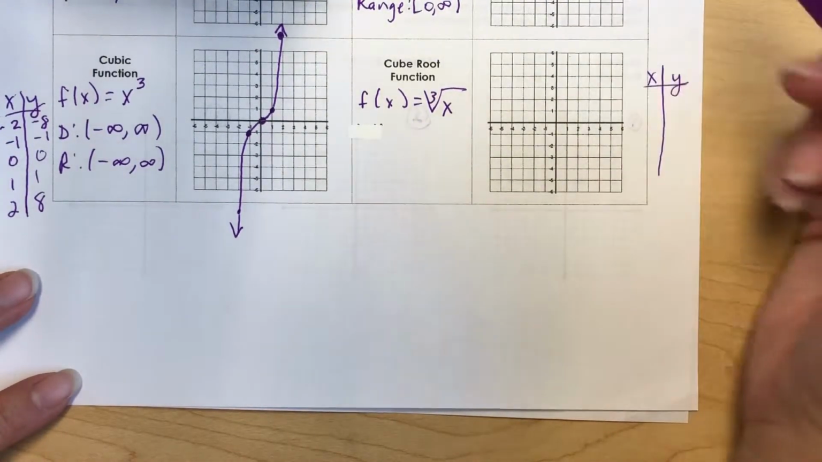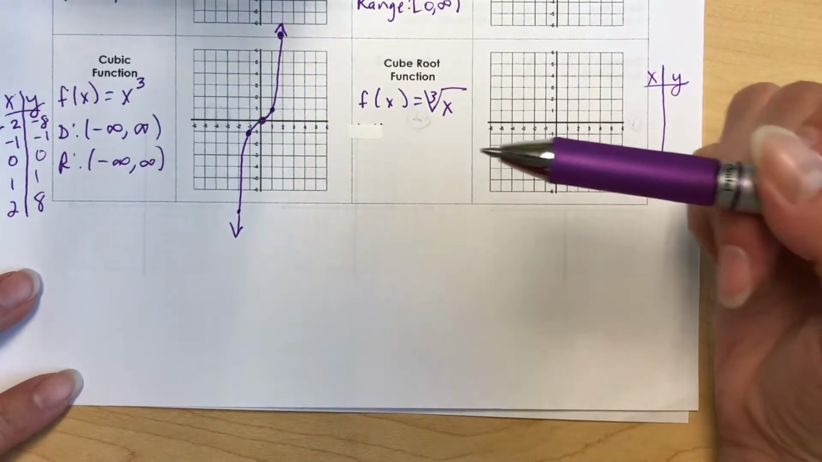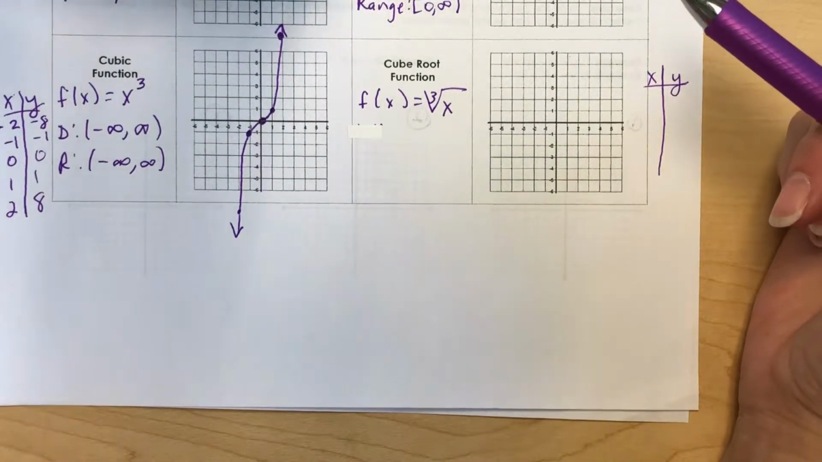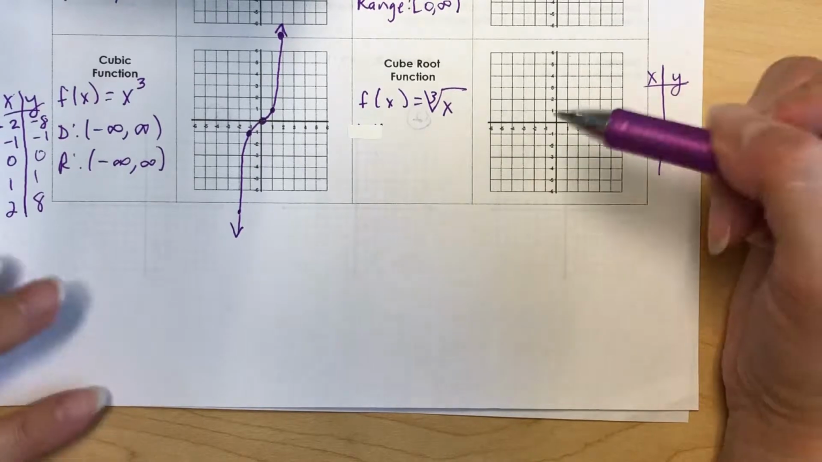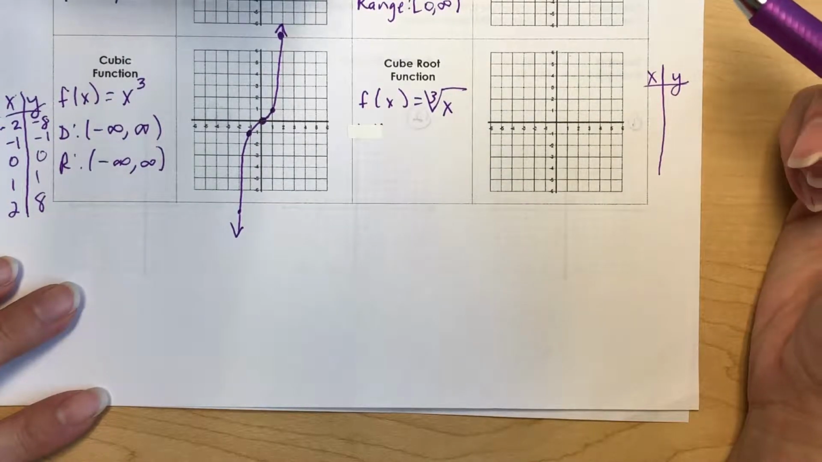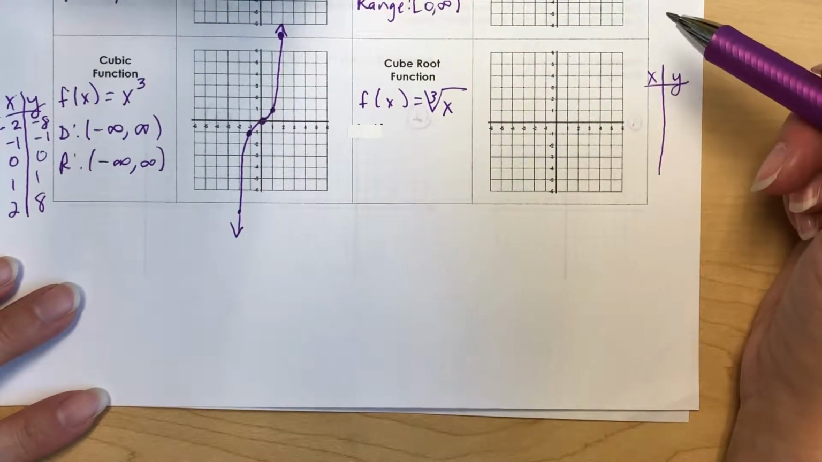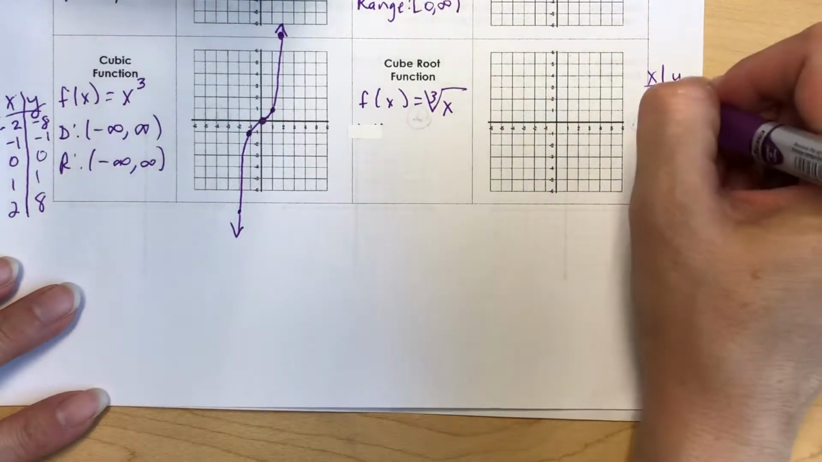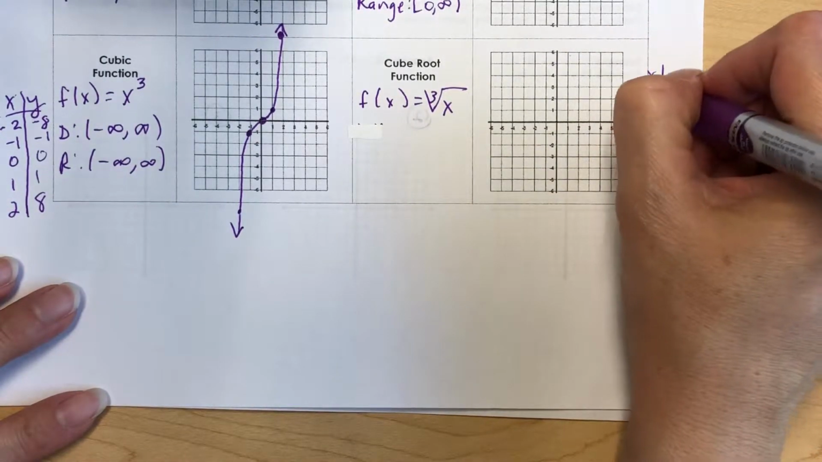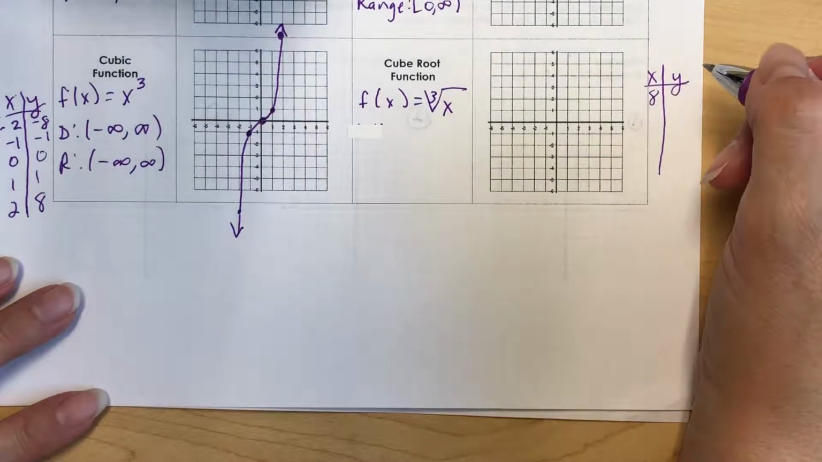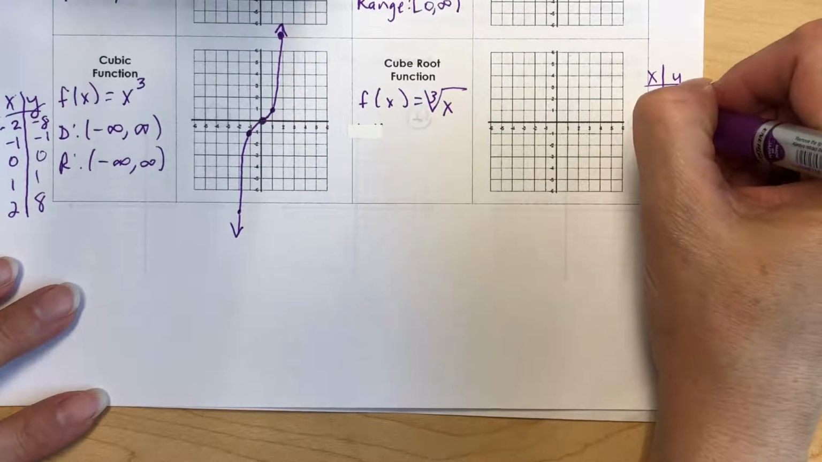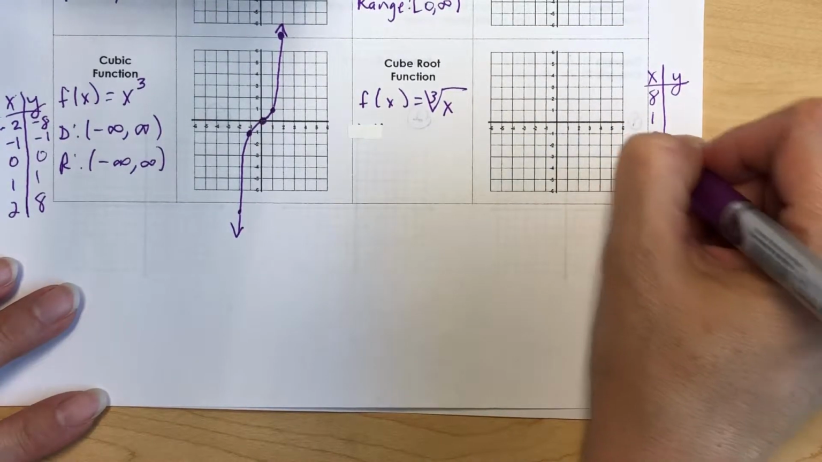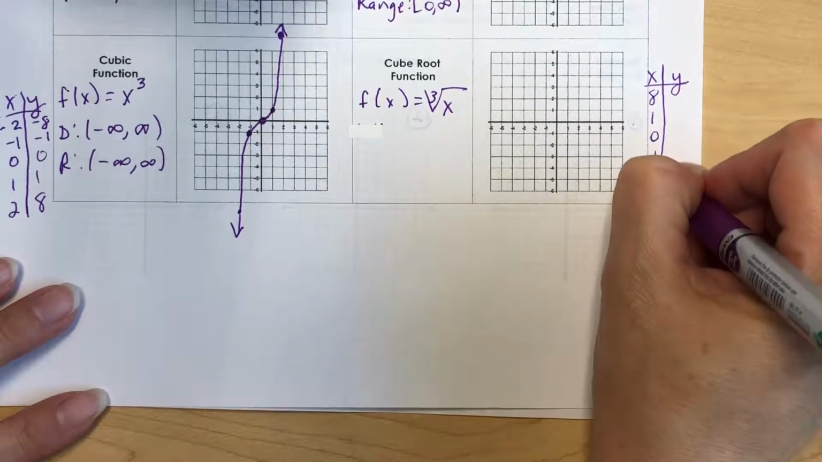You can always put in anything you want for x for a function and just see what you get for y. But I'm going to be smart about this. I'm going to put in perfect cubes so I get results that are easy to graph. I know that 8 is a perfect cube, so I'm going to put in 8. And I know that 1 is a perfect cube, so I'm going to use that one. And I'm going to use 0, -1, and -8.